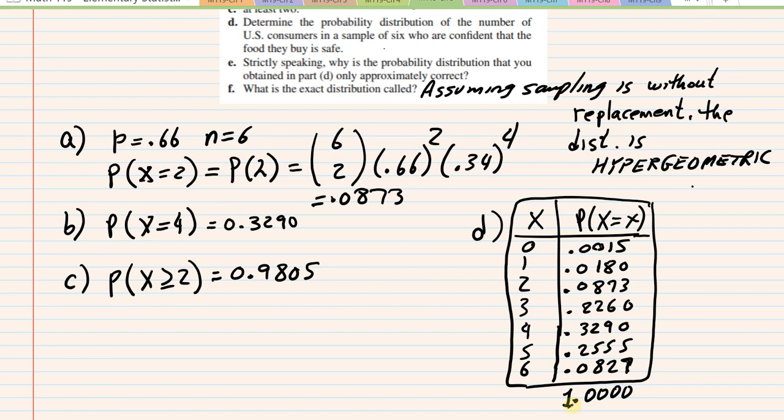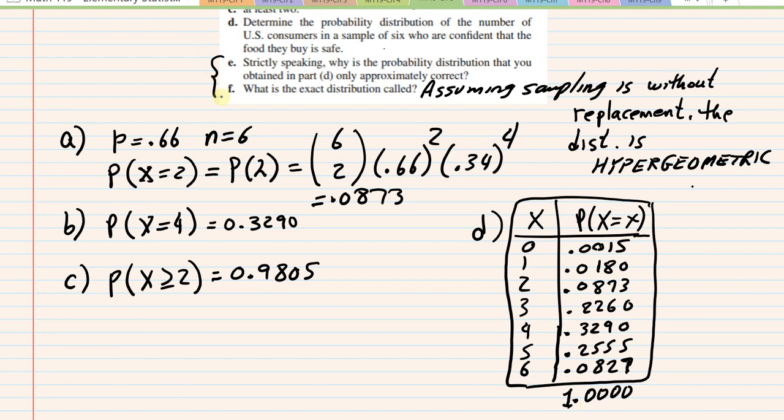Okay, and that's the answer to part D. In part E, strictly speaking, why is the probability distribution you obtained in part D only approximately correct? What is the exact distribution? Actually, parts E and F are all in here.